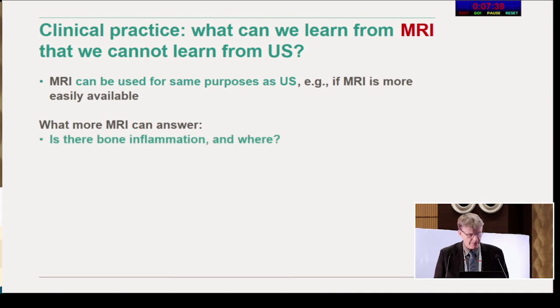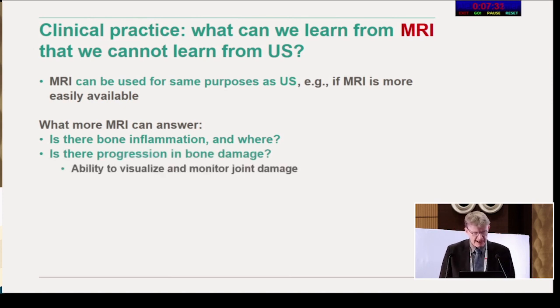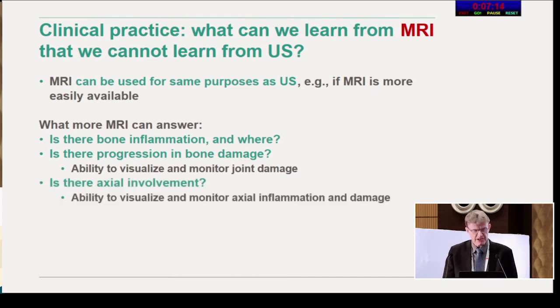And what more can MRI give? It can give information on whether there's inflammation inside the bone or not, and then where, of course, and if there's progression in bone damage, because it can be more difficult to see on ultrasound that an erosion has become a little bit larger, because you don't have the three-dimensional visualization and the images are not saved from the previous time. So that's an advantage. And then the major advantage is for sure that it has the ability to monitor inflammation and damage in the axial joints.